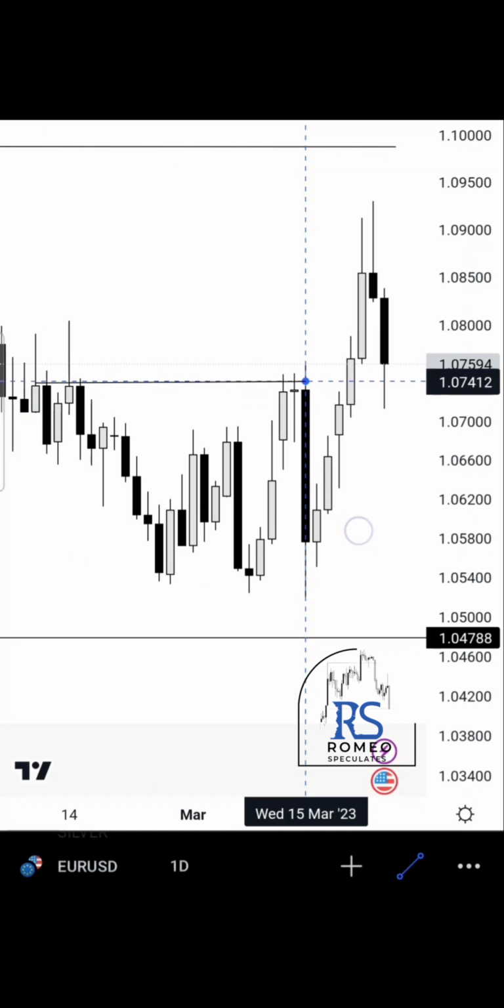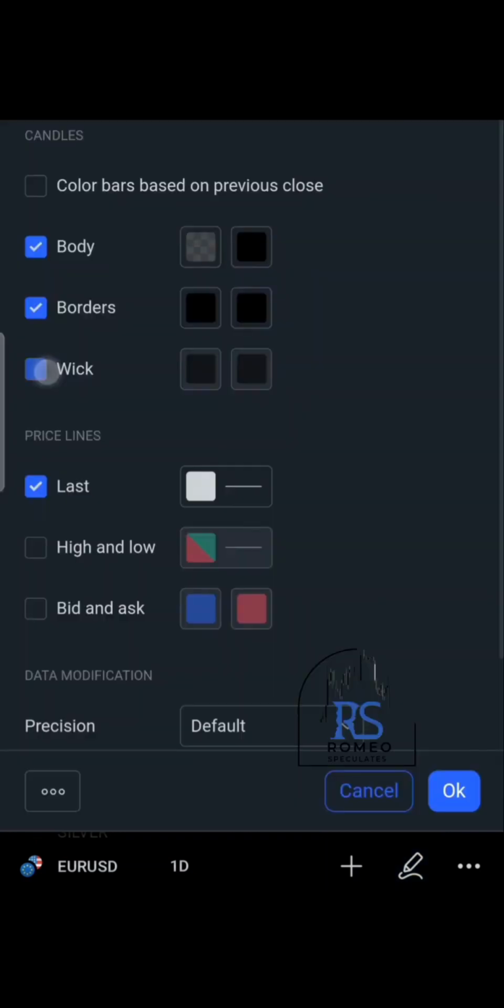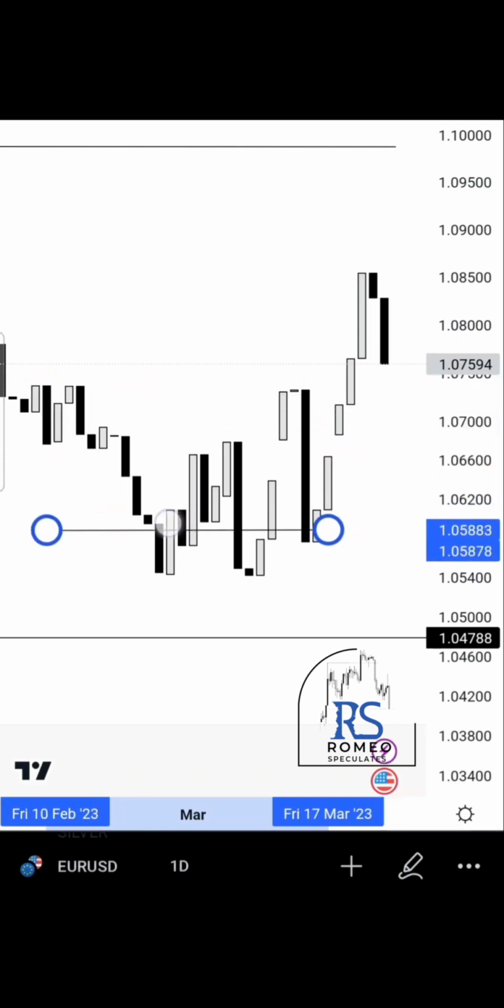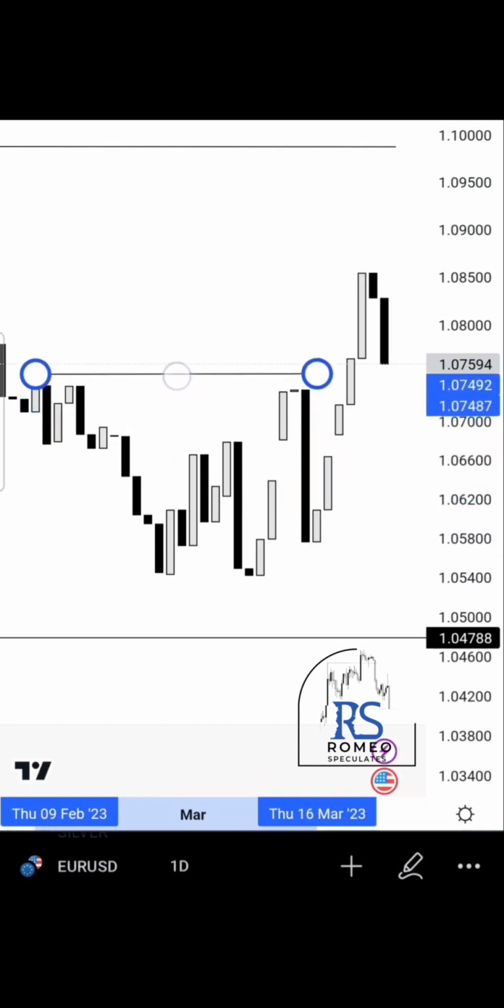And before you say to yourself that those are not equal highs, yes, they are. Check this out. If you remove the wicks, look how clean those bodies are. So levels like that, usually they are attacked more often than not.